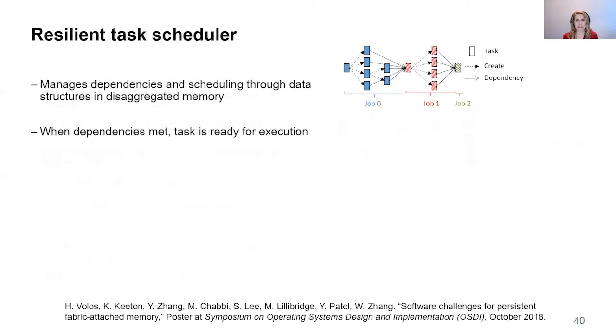And so, of course, there's not enough time for me to go into a lot of detail about how the runtime system works, but I just want to give you a flavor of how we're using these data structures under the covers. So in particular, let's think about the resilient task scheduler. So the idea here is that we're using shared data structures in disaggregated memory to manage the dependencies between the tasks, as well as manage the overall scheduling of those tasks. So whenever the dependencies of the task are deemed to be met based on the analysis of these data structures, a task is ready to be executed, and it'll be put into a work queue for a worker to execute.